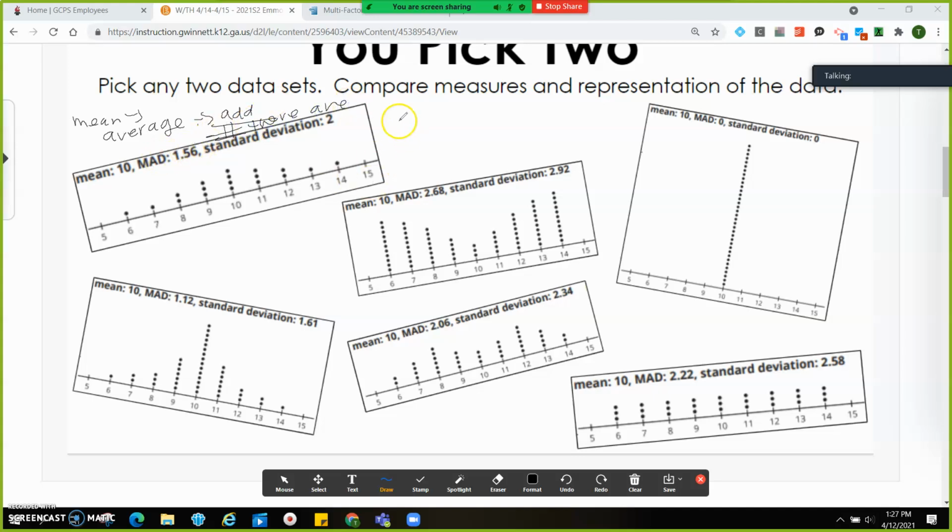This MAD, M-A-D, is going to be mean absolute deviation. And this is something that you learned back in Algebra 1. It's been a hot minute since you've seen it. You had to calculate it by hand and it was horrible, so you blocked it out of your brain. But what that actually is, is the average distance between each point and the mean.